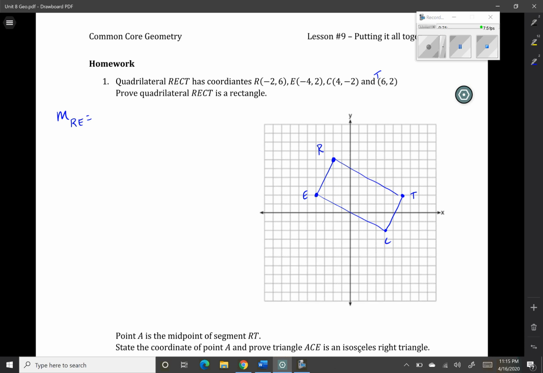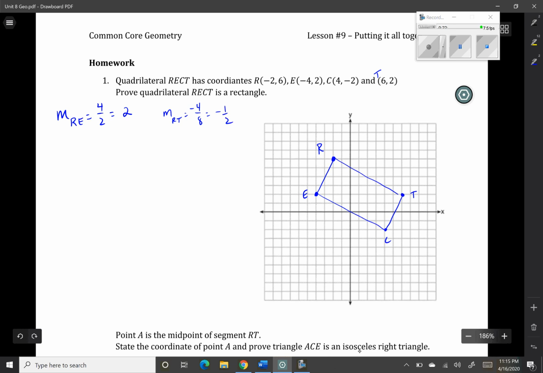positive slope line. We're going to go up 1, 2, 3, 4 to the right 2. 4/2, which becomes just 2. I need to find the slope of RT. So it gets from R to T, that's a negative slope line. I'm going to go down 1, 2, 3, 4 to the right 1, 2, 3, 4, 5, 6, 7, 8. So I'm going to go -4/8, which reduces to -1/2. We like seeing this because those are negative reciprocals, making this a right angle.